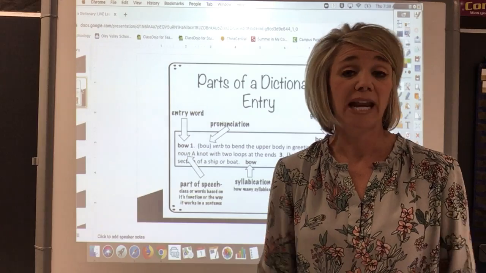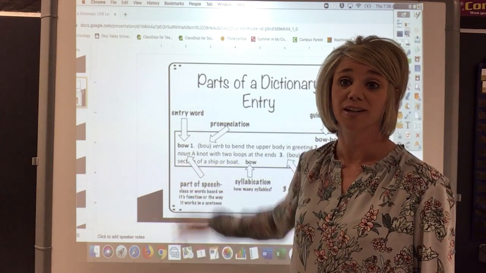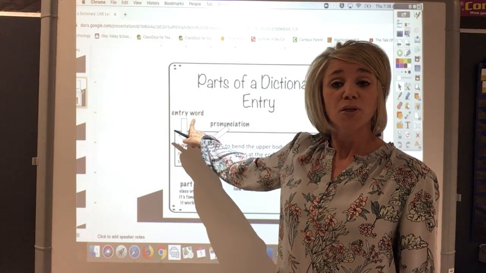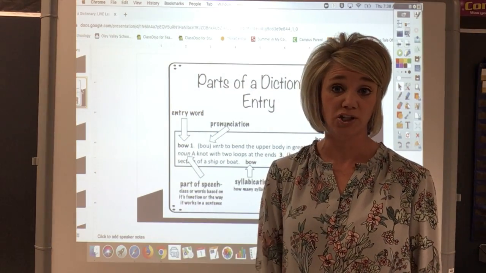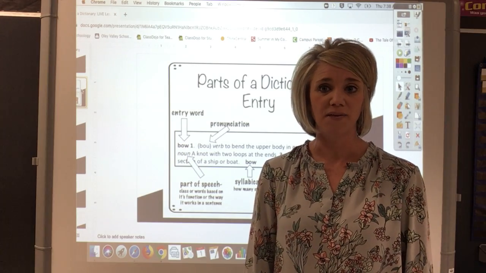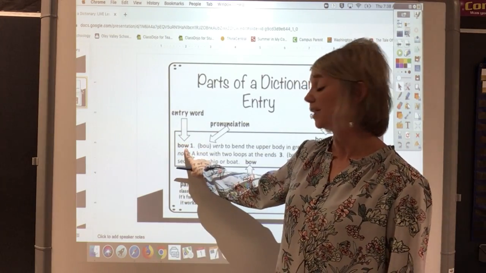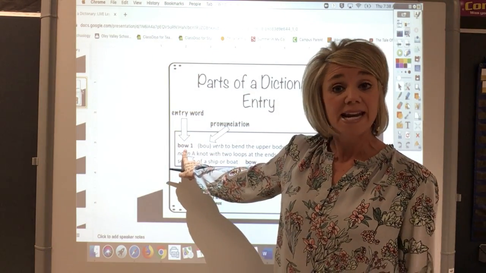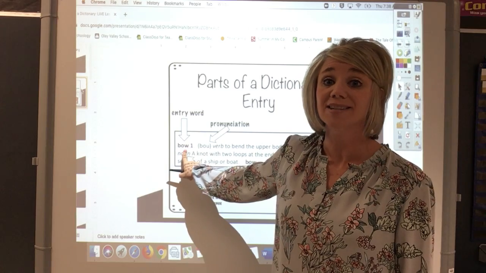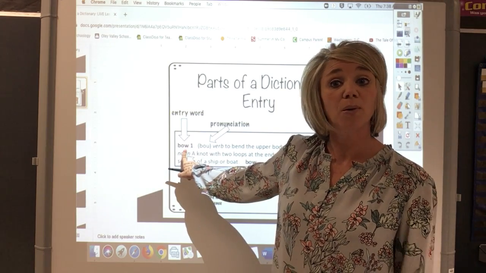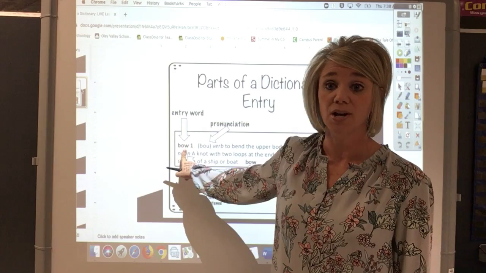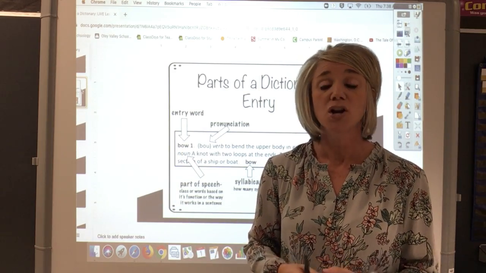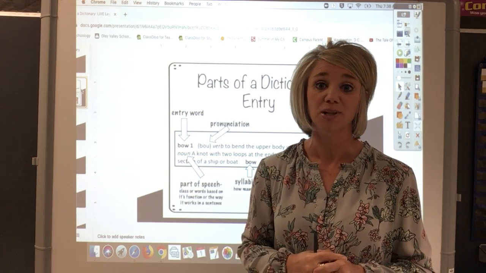First, we reviewed each of the parts that you see up on the screen right now. We talked about the entry word, the word that we go looking for in the dictionary so that we can find its definition. Usually, that word is written in bold print. It's written in a way that will make it stand out to you so that you know that those are the entry words. Remember, there are lots of entry words on a dictionary page, so look for those bold printed words.